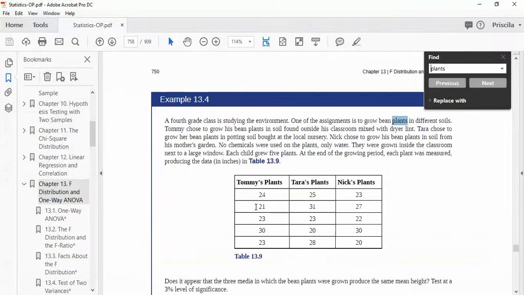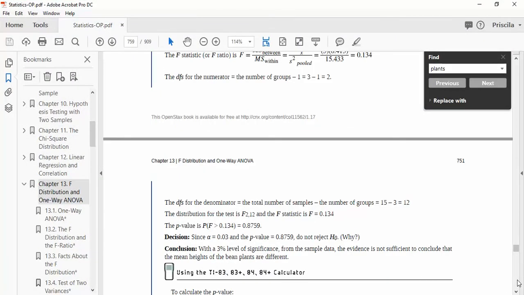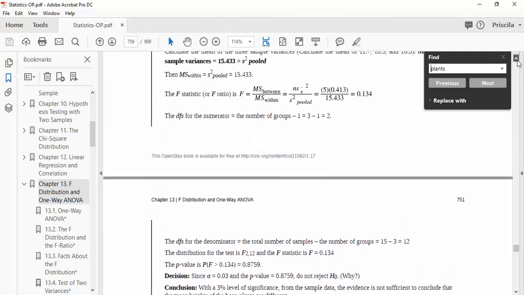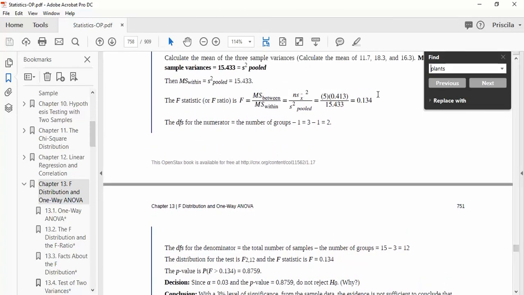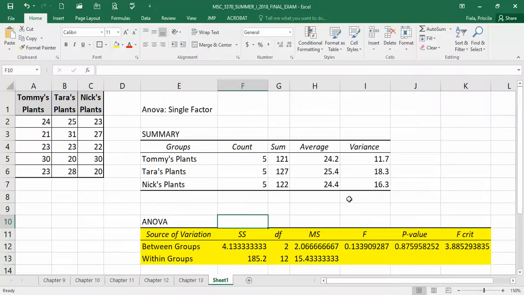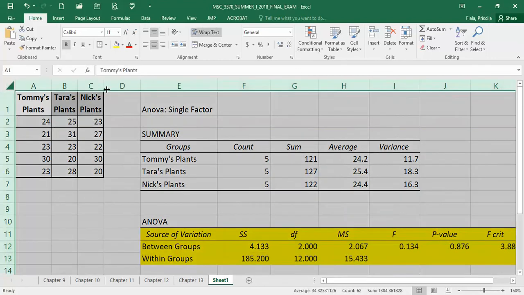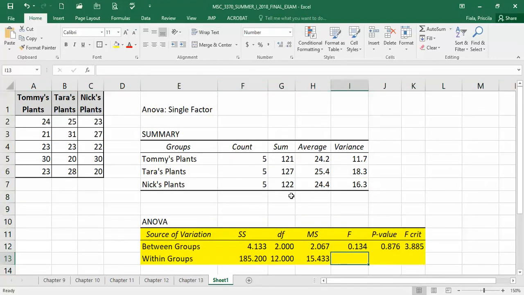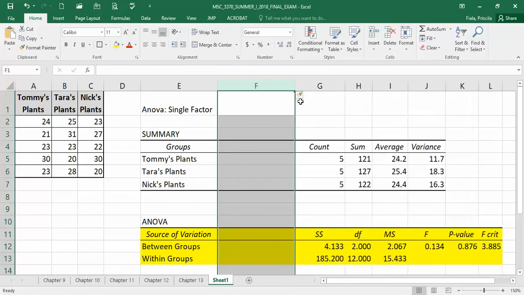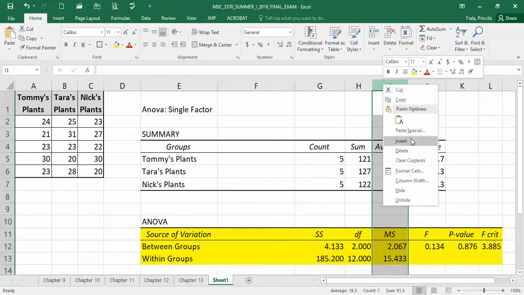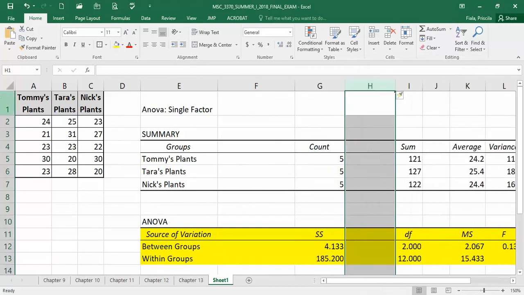If you refer back to this problem in the solutions, you're going to find the numbers. For example, the F statistic says 0.134 right here. Let me reduce the decimals so we can do it for all. Here we go. I'm going to include a column over here, and another one over here, and one over here, and you're going to see why.